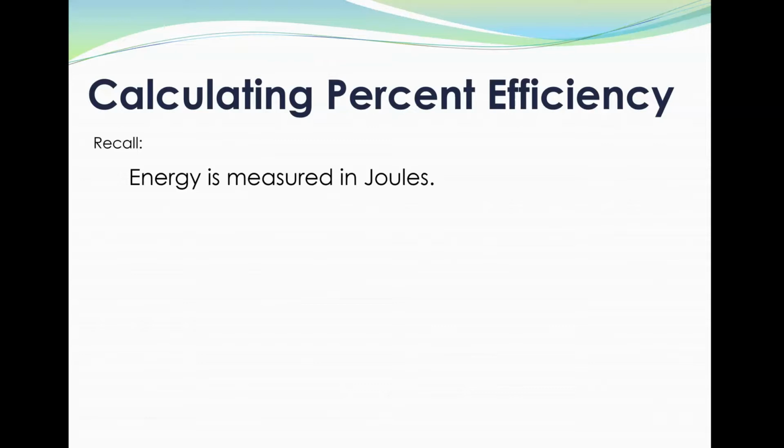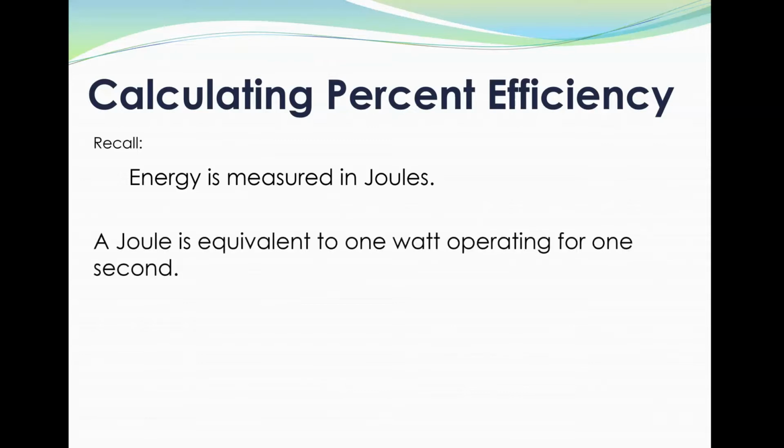So you can also calculate percent efficiency of different appliances. So energy, again, is measured in joules. We've talked about this before. So a joule is equivalent to 1 watt operating for 1 second. Okay, so 1 joule is equal to 1 watt second.